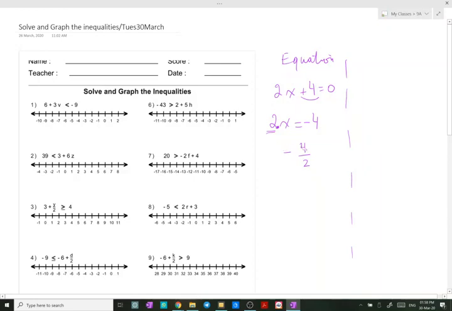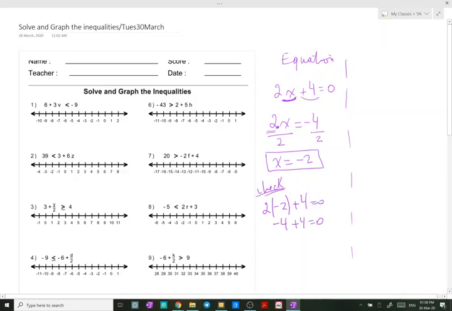Or I can explain it in this manner. In order to get x alone, 1x, I divide both sides by 2. So now I get x equals minus 2. Let us discuss this value. If I replace x by minus 2 in the equation, this answer will satisfy the equation. So I check, is 2 times minus 2 plus 4 equals 0? So minus 4 plus 4 equals 0.